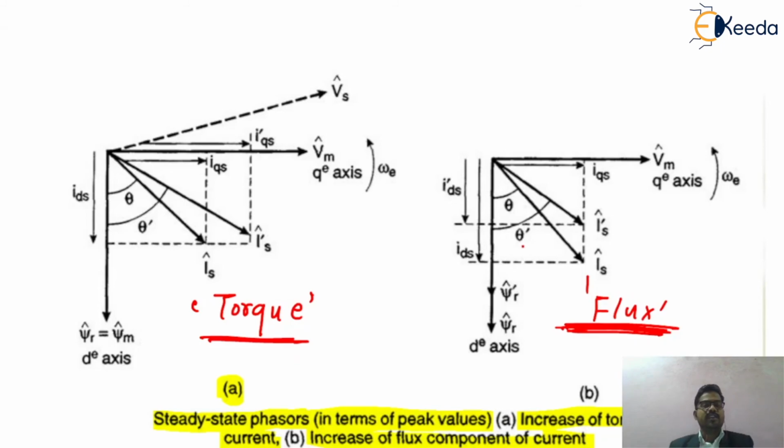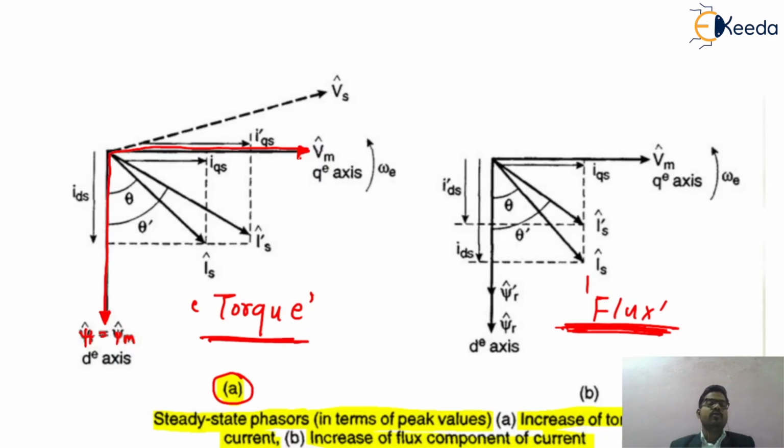First, friends, we are seeing phasor number one, that is phasor A. This is the steady state phasor. In the steady state phasor, the value of your flux should remain constant, so phi r is equal to phi m. This will be the d-axis component. So without changing the d-axis component, we want to get the value of the torque with respect to your q-axis component. So this is the q-axis component.